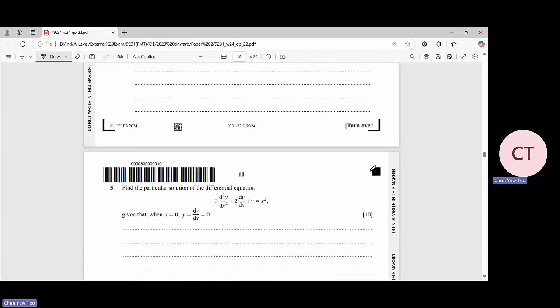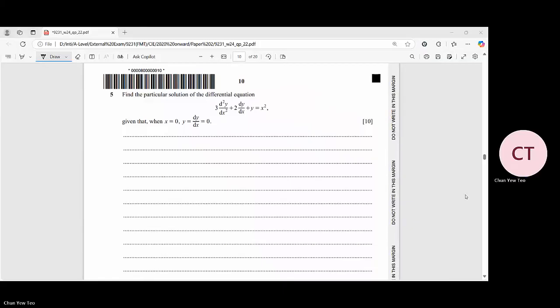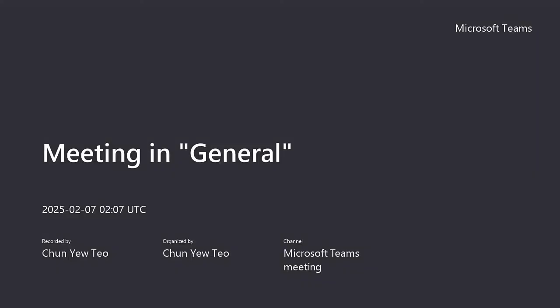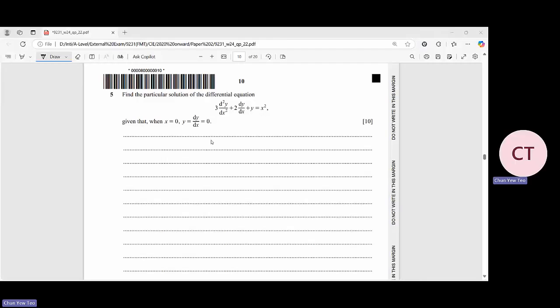Okay, so now we move on to question number 5. Find the particular solution of the differential equation 3 d squared y over dx squared plus 2 dy over dx plus y equals x squared, given that when x equals 0, y equals dy over dx equals 0. First of all, it is a second order differential equation, so we need to solve it. We need to find the auxiliary equation first. We make it 3m squared plus 2m plus 1 equals 0. Factorize it.